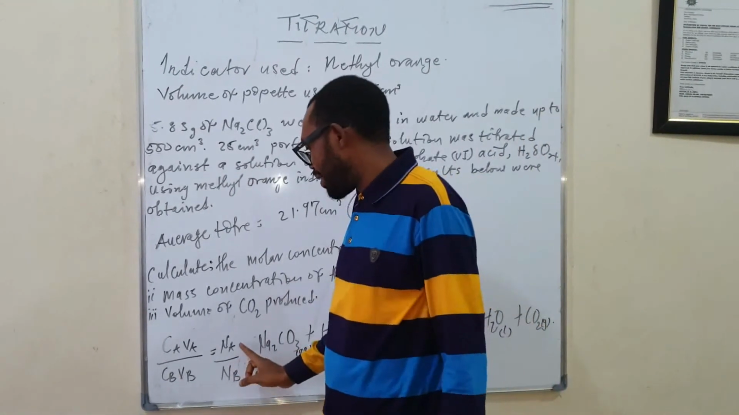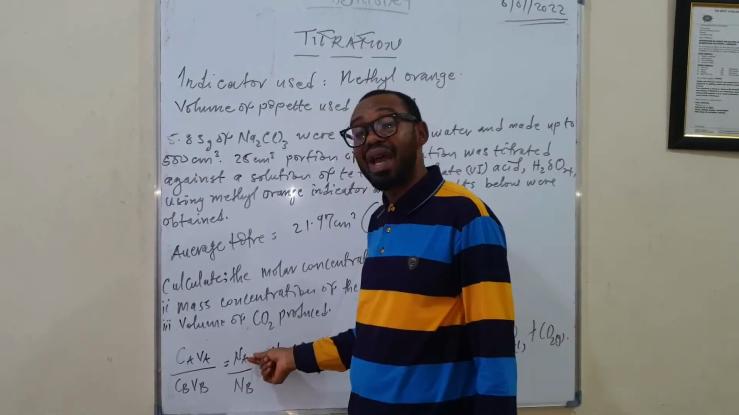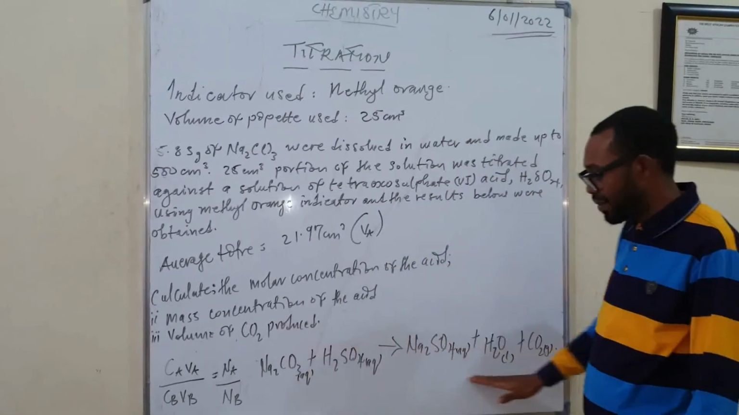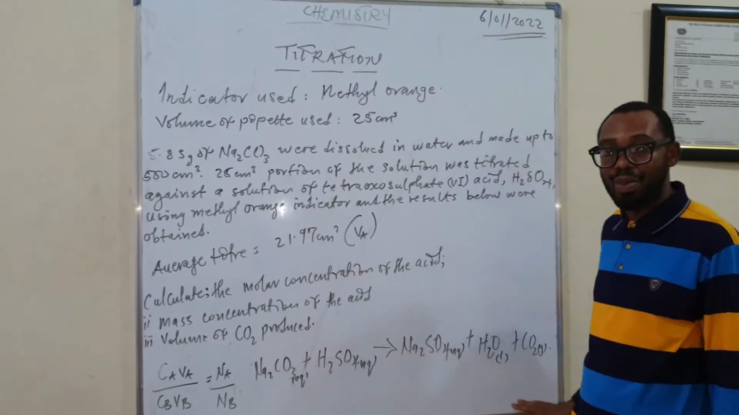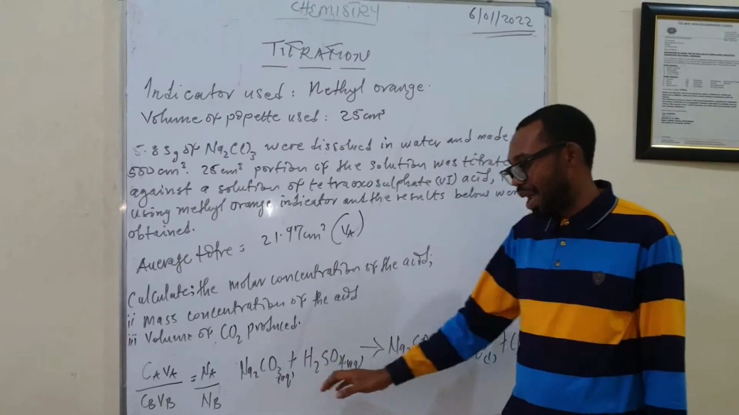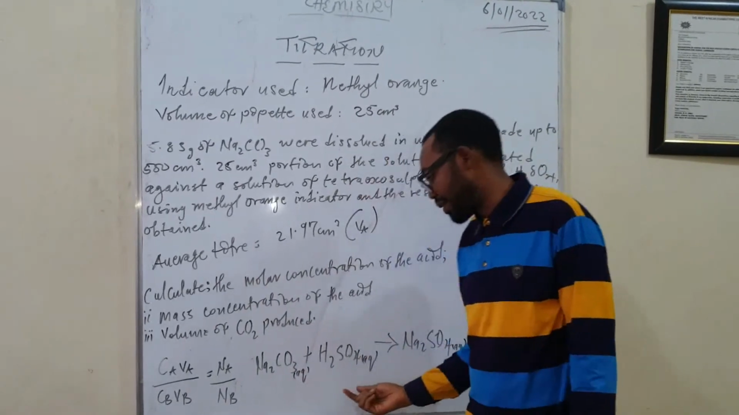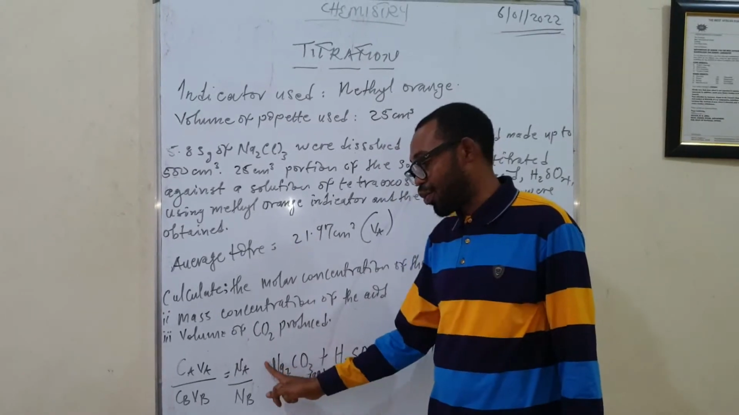Then you have the mole of the acid over the mole of the base. Now, the mole of the acid and the mole of the base are gotten from the balanced chemical equation, and that is why we stated the equation on the board. So we can pick the mole of the acid and the mole of the base together. Now, if you look, this is the base, this is the acid. The mole of the base is 1.